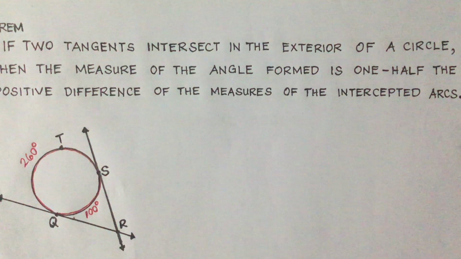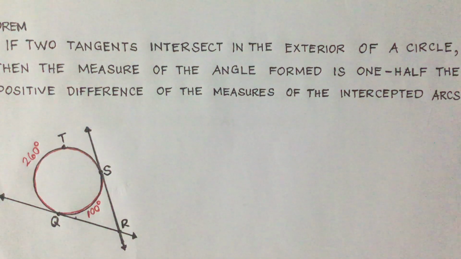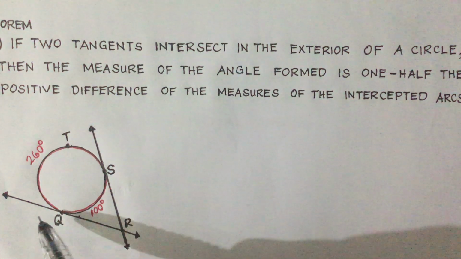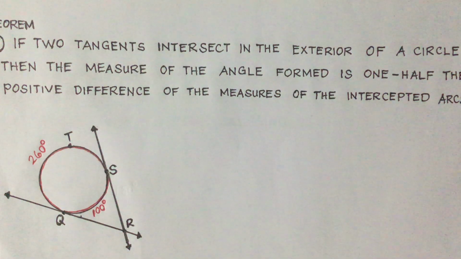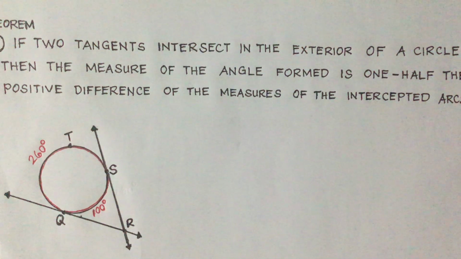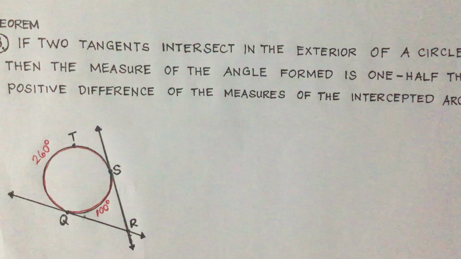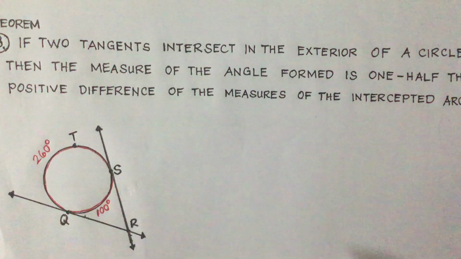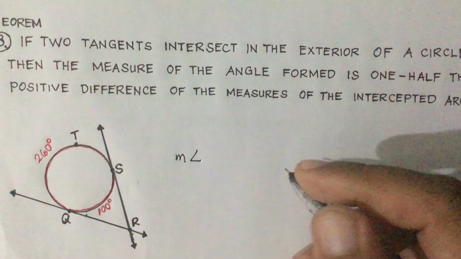So ang nagkalainan lang, or the difference, is duha ka tangents ang nag-intersect. So di ba tangent QR and tangent SR. So what is the angle being formed? So you have angle QRS. So how to solve the angle? So bigger arc again minus the smaller arc. So we have the measure of angle QRS.